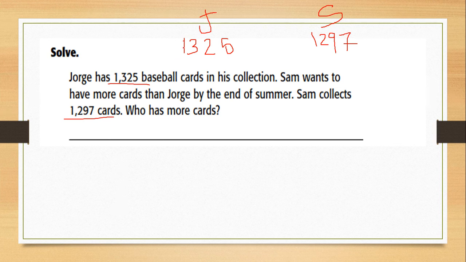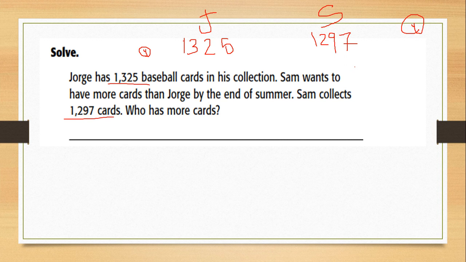Let's count together. 1, 2, 3, 4. So here we have 4 digits. What about the other side? Let's count together. 1, 2, 3, 4. Also 4 digits. It's the same. Now what should we do? Let's compare. Good, great job.